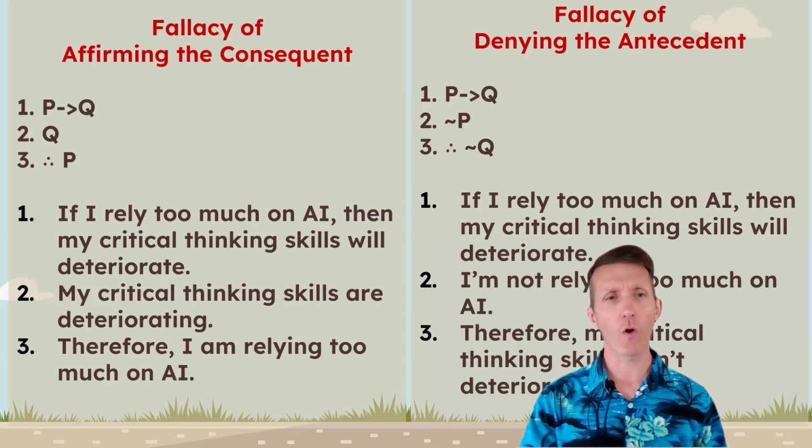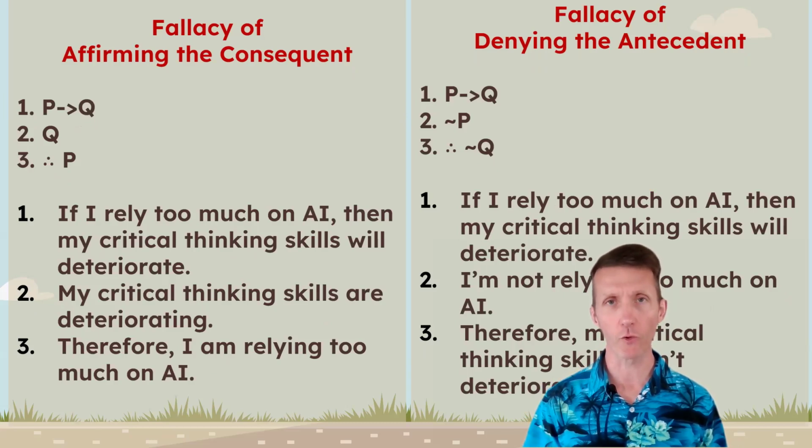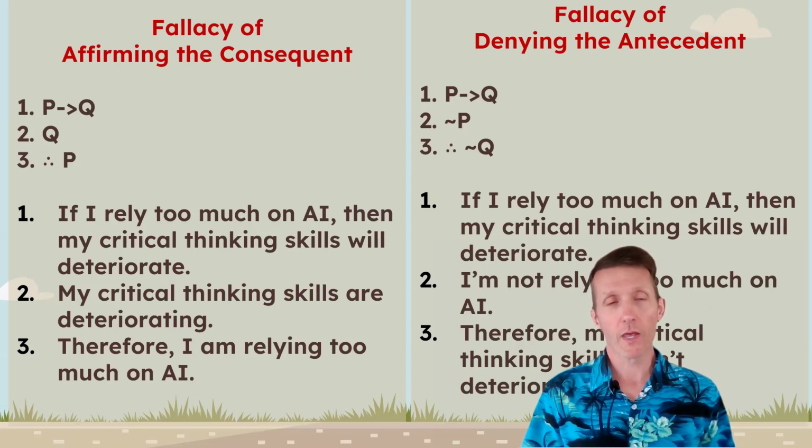Now, all three of those claims could be true. But remember, we're looking for validity here. We're looking for an argument where if the premises were true, the conclusion would also have to be true. Can you think of a counterexample where the premises could be true and the conclusion still false? Yeah, of course, you could.